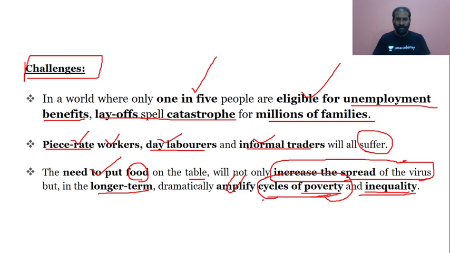So it will pop up into cycles of poverty and inequality. This global recession which the world is experiencing, the underdeveloped, developing and developed economies, all of them are experiencing it. If you are not moving out of it as soon as possible and trying to contain the virus, then it will amplify the cycles of poverty and inequality. You can mention this in your answer so that it will add value to your answer.